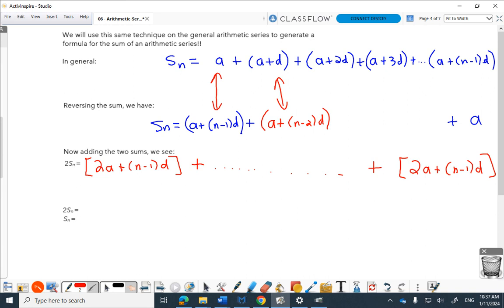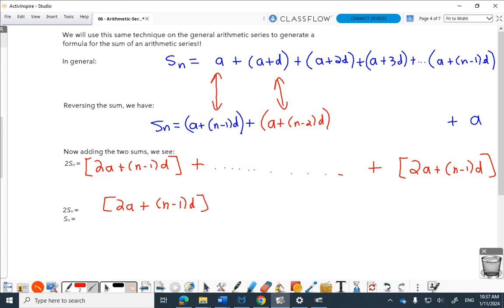The first sequence is going up by d. The second sequence is going down by d. So those things all just cancel out very nicely. So what I get is 2 of those sequences, and every single term is 2a plus n minus 1d.